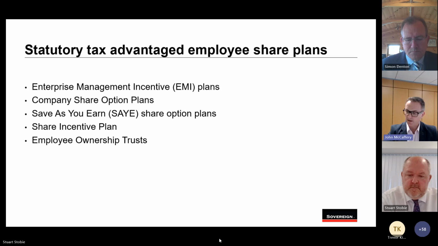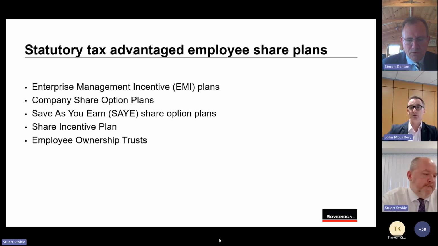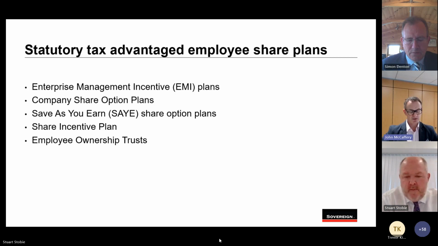If we're looking 7, 8, 9 years later, and the growth of the company has gone to 20 million, right? They are getting up to £1 million in value. All that value is taxed at capital gains rates. There's no income tax charges. Up to £1 million of that is taxed currently at a 10% rate of tax, and anything above that is taxed at a 20% rate of tax.